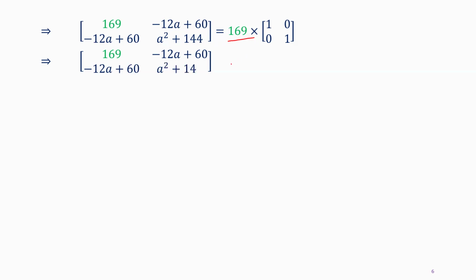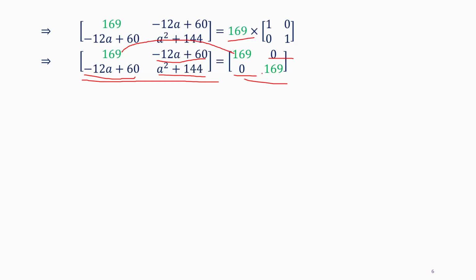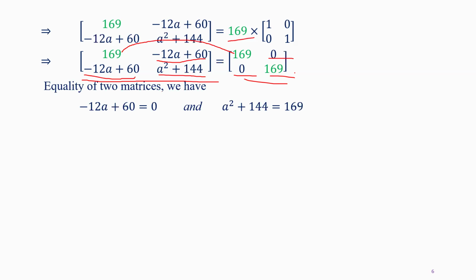Let us again write over here, which is equal to 169, 0, 0, and 169. Since these two matrices are the same, their corresponding elements are also the same, like 169 is equal to 169. Therefore, the remaining: this should be equal to 0, this should be equal to 0, and this should be equal to 169. By equality of two matrices, we have minus 12a plus 60 equal to 0, and a square plus 144 equal to 169. If we simplify, this 60 goes to the other side and becomes minus 60, and the minus signs cancel. Here 144 goes to the other side and becomes minus 144.